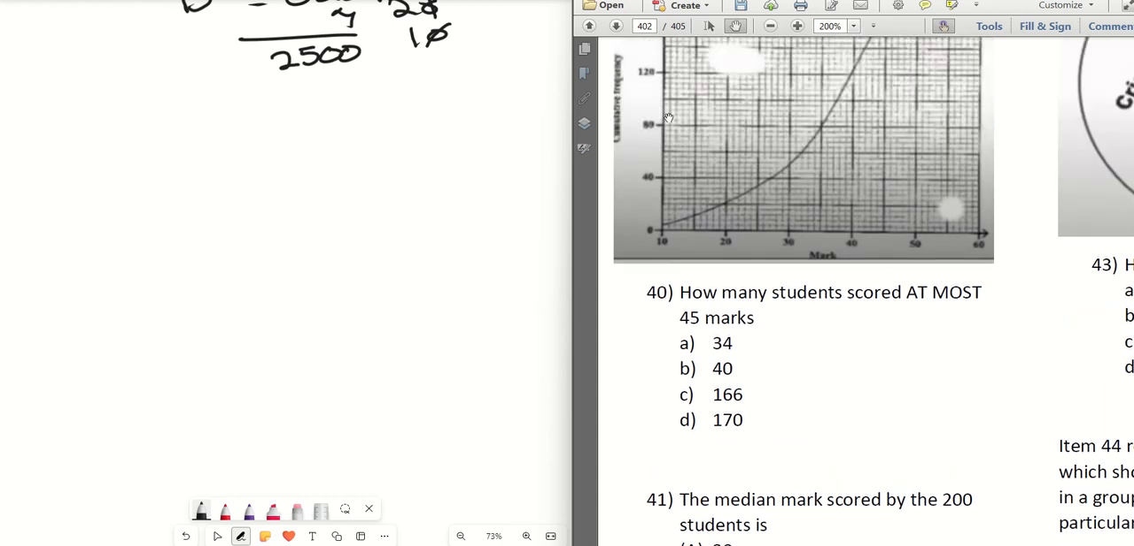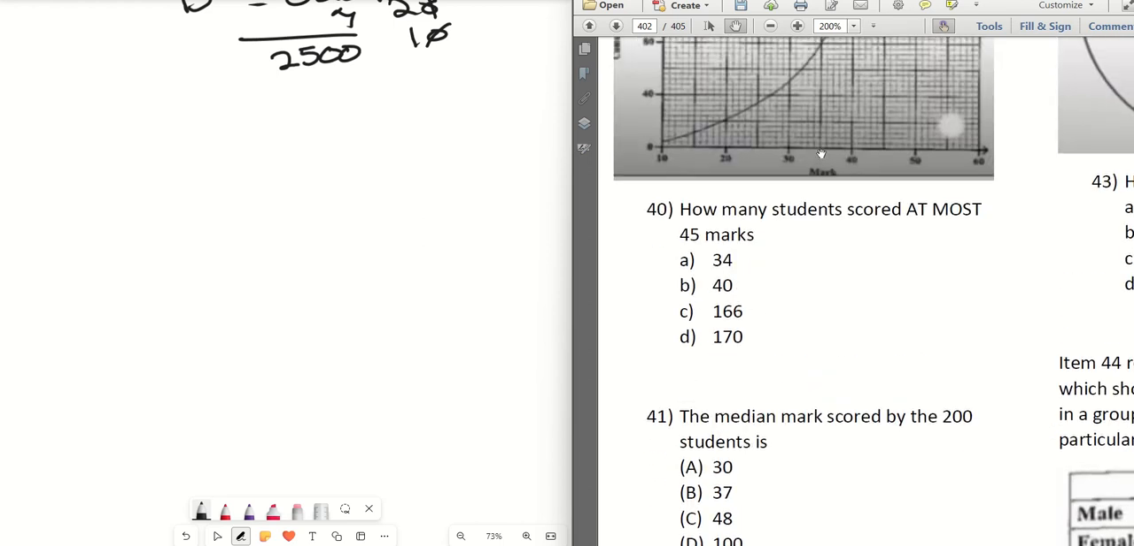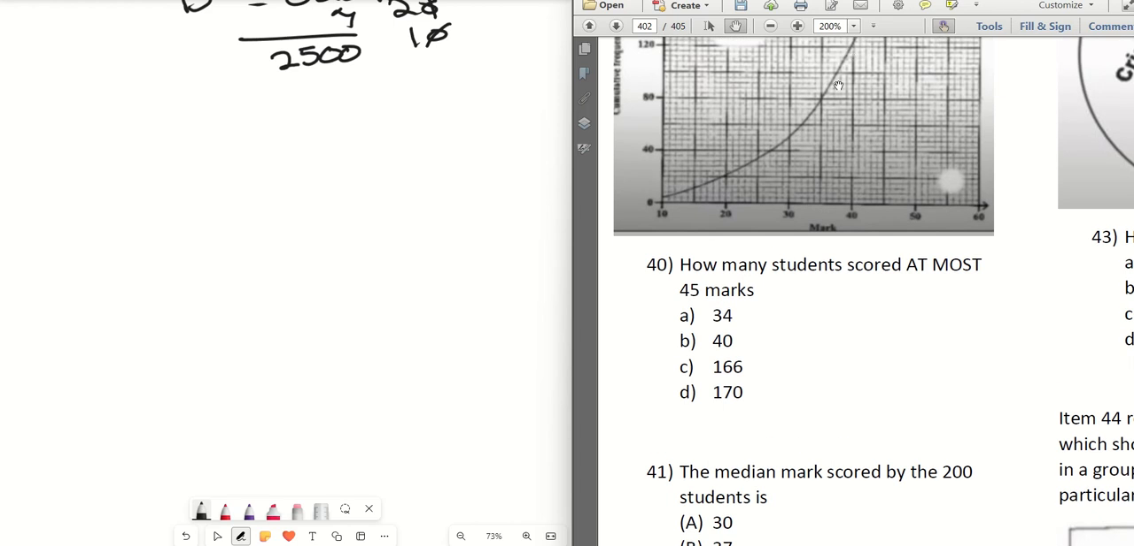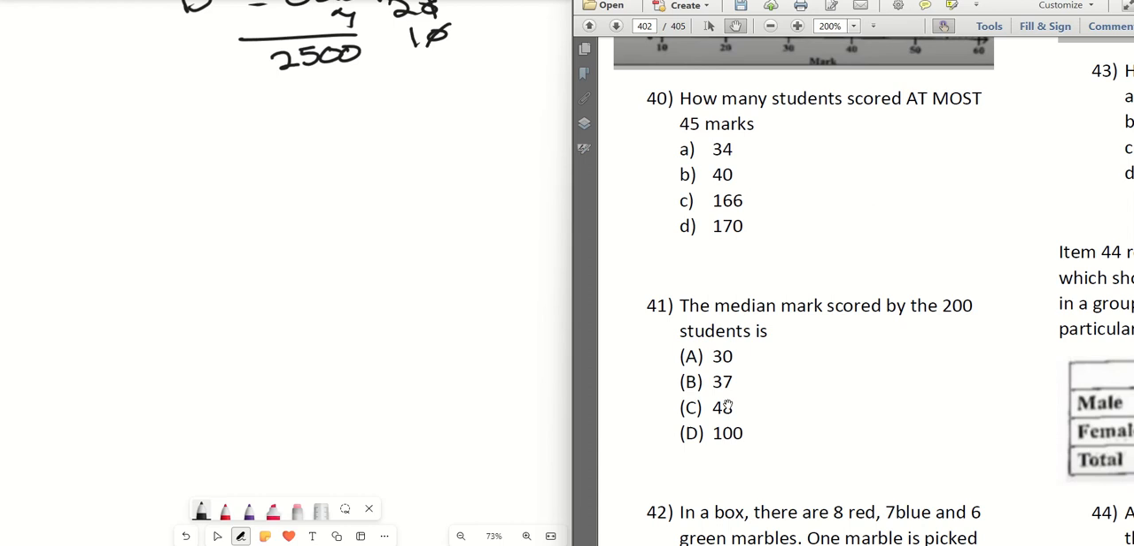Let me just check that again. It's going across and you're going down. So you want something a little less than 40, but more than 30. I would not say it's in the middle here. How close is it to 40? It's somewhere here: this is 35, 36, 37. You could say it's 37. It would not be 48, it would not be 30, and it would obviously not be 100. So the answer is B. Right, for number 41, the answer is B.